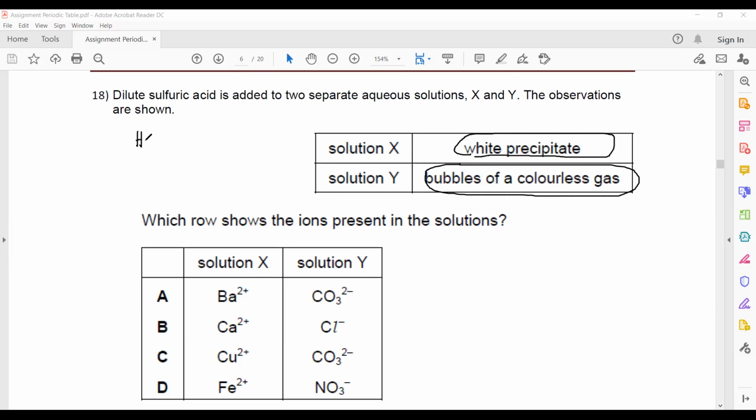Look, if we add sulfuric acid, H2SO4, and as a result we are getting a white precipitate, why is the white precipitate formed? It means the solution had a barium ion, because barium ion mixed with sulfate ion will form barium sulfate, and barium sulfate is a white precipitate. So solution X contains barium, and solution Y, because when you add acid to a carbonate, you will get bubbles, colorless gas. So what is the right answer? Solution Y is giving bubbles, colorless gas. So A is the right answer.